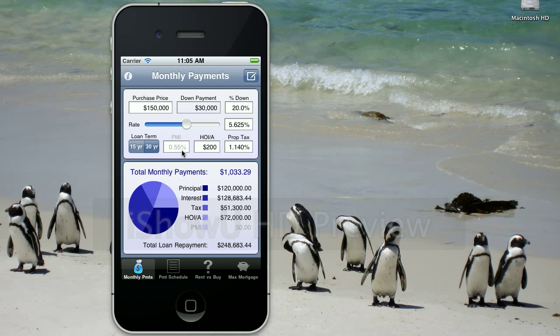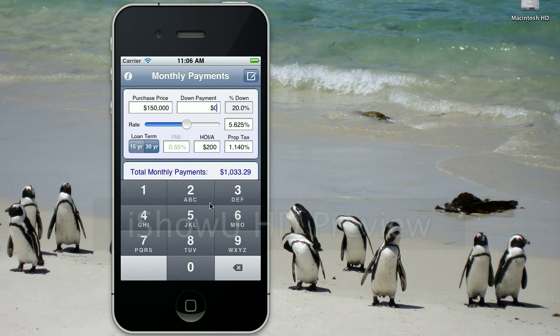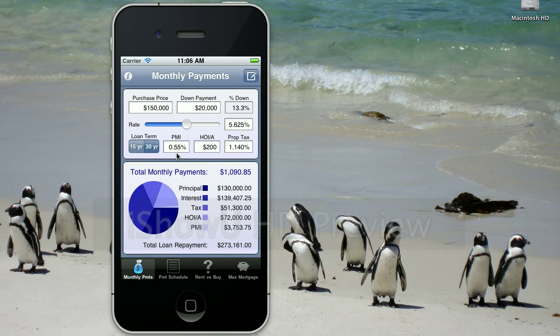Private mortgage insurance is only applicable if your down payment is less than 20%. So for example, suppose we only had $20,000 to put down for the house rather than the 20% we need. Now the private mortgage insurance is active, and we can see here that it's included.